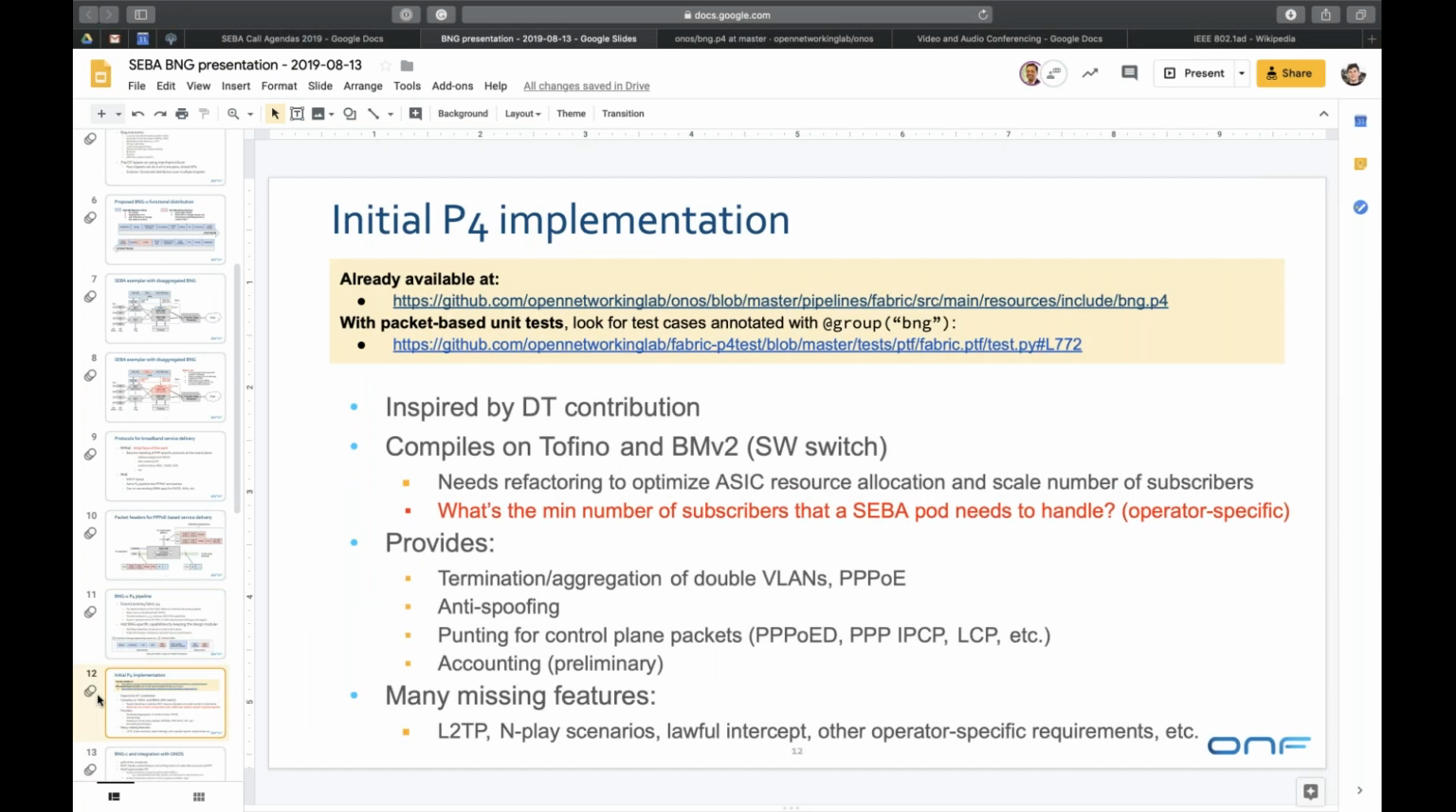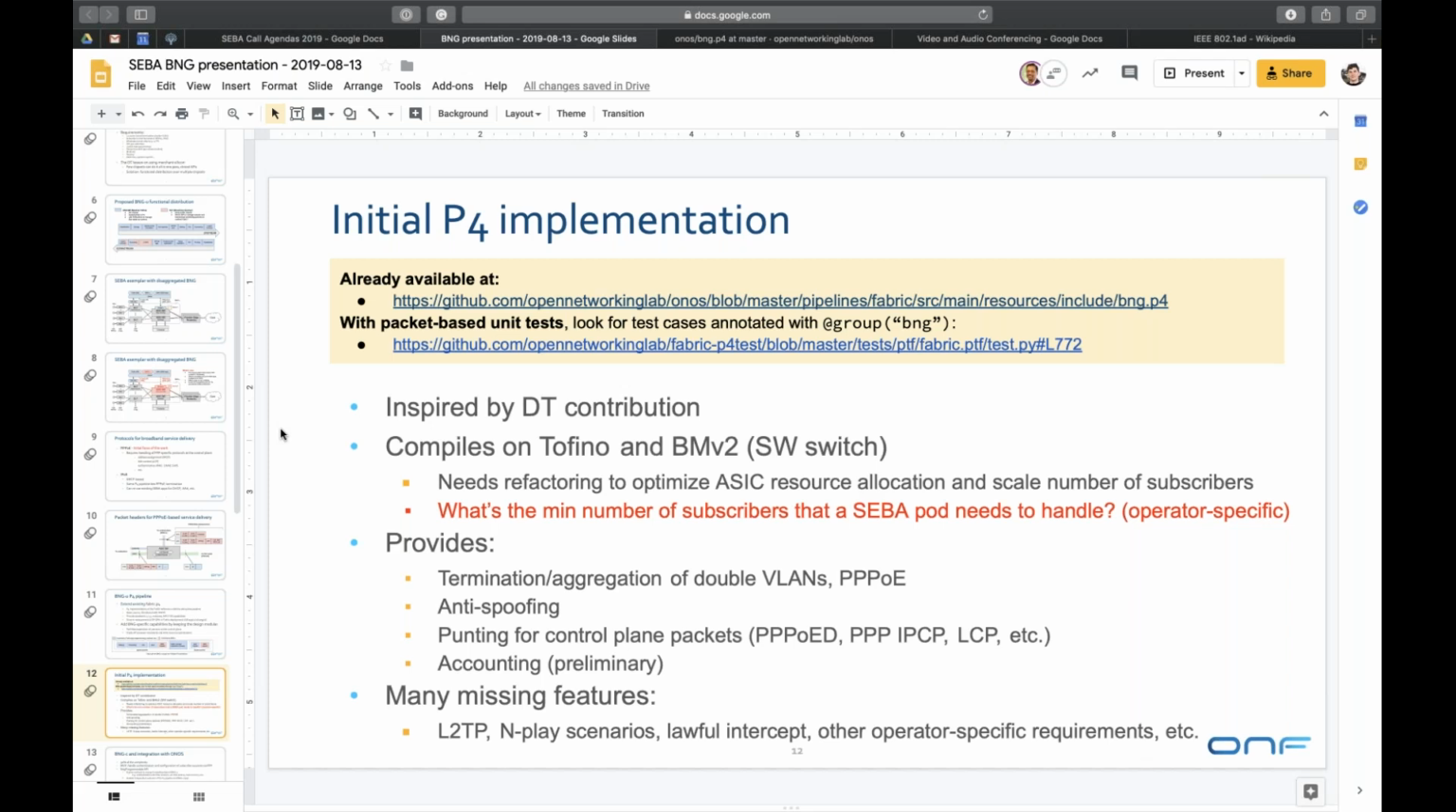We already did some experiments implementing this BNG functionality as part of P4. And indeed, we already have an initial P4 implementation of the BNG functions, which is available at this link you can find on the slides. We also have some packet-based unit tests that show how the pipeline should be configured at runtime. So, the flow rules to install to, for example, enable termination of subscriber sessions. And do things like this.